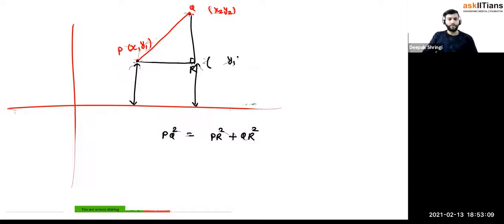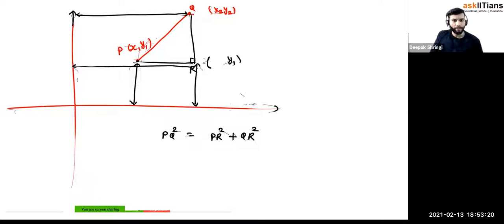Okay, now one more thing, guys. Tell me one thing. Look at the point Q and point R. Can I say both the points are equidistant from the y-axis? The distance of point Q and point R from the y-axis is same, right? And the distance from the y-axis is what? It is the x coordinate, right? So basically for Q and for R, the x coordinate is going to be same. That's why for R, x would be equal to x2 comma y1, right?